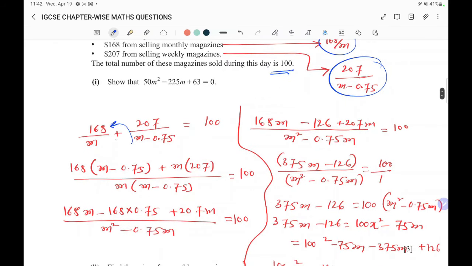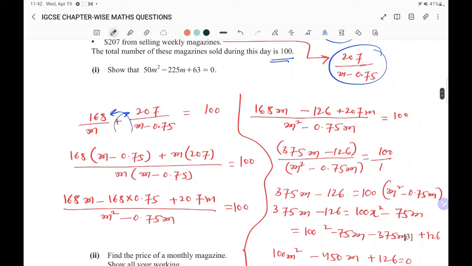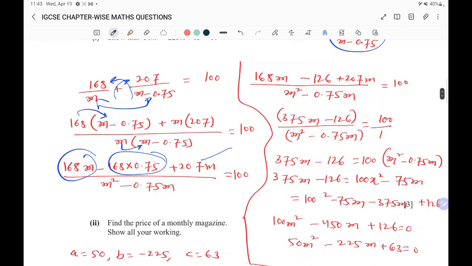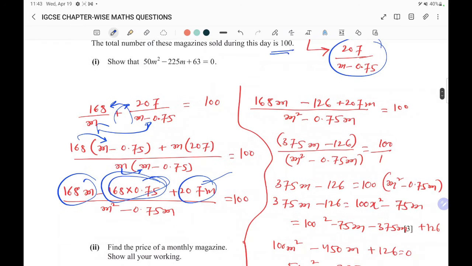And you know, again, the cross multiplication concept. So 168 times M minus 0.75, and M times 207, over again these two multiplication, M times M minus 0.75, that's 100. Now 168 times M, 168M, 168 times 0.75, which is here. M times 207, 207M. Now M times M, M square minus 0.75M, which is 100. So this is 168M and 207M, and if you add them together, you will get 375M. And M square minus 0.75M equals 100.